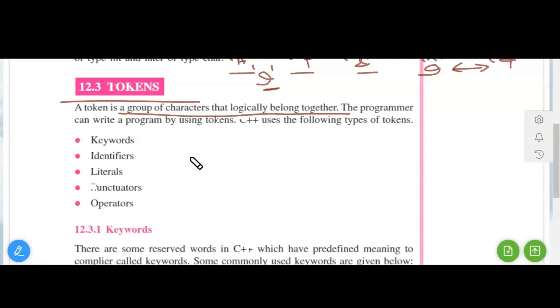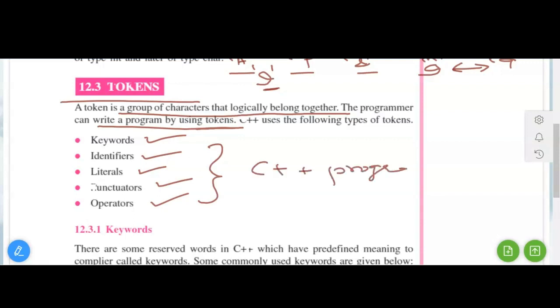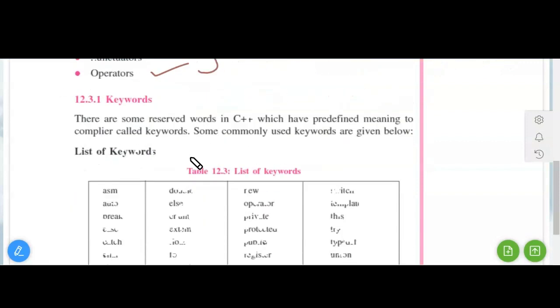When you use tokens, the program can be written. So to write a program, what all things do you need in C++? They are keywords, identifiers, literals, punctuators, and operators. We need all these things to write a C++ program. So what are they? Let's see in detail one by one.